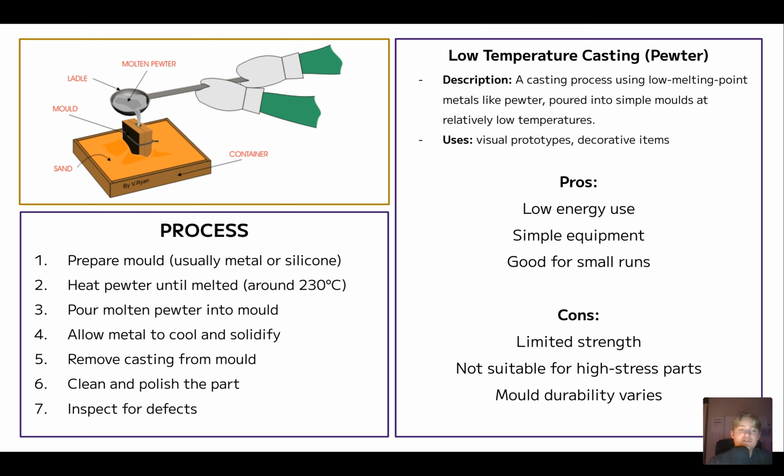And the process you need to describe in your exam would be preparing the mold, usually metal or silicon. I've written that here, but it's more likely to be metal, silicon, or MDF. Potentially, I wouldn't even mention silicon because it's just not as common. Then you'd heat the pewter until it's melted, which is around 230 degrees centigrade, and pour the molten pewter into the mold, allow it to cool and solidify, remove the casting from the mold, and clean and polish the part, at which point you can then inspect it for defects.